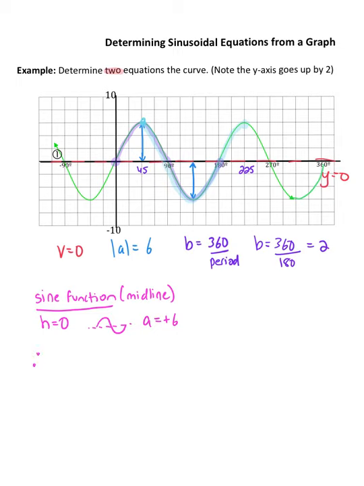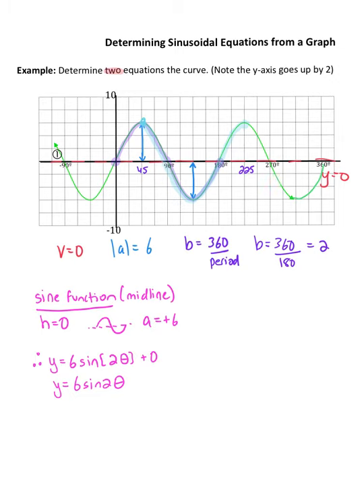So now the equation becomes y equals the a value, positive 6, sine, the b value is 2, the h value is 0, so we don't have to write that, so we can just write 2 theta, and the v value is 0. So I can just clean that up and write 6 sine 2 theta. The brackets aren't necessary there. So that is one equation that models this curve.